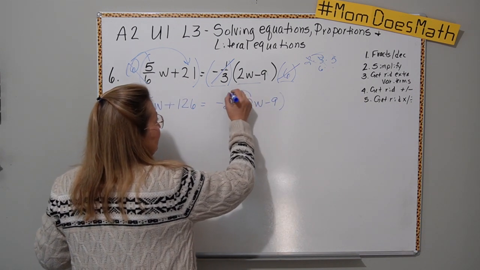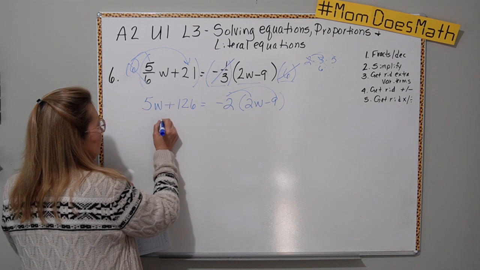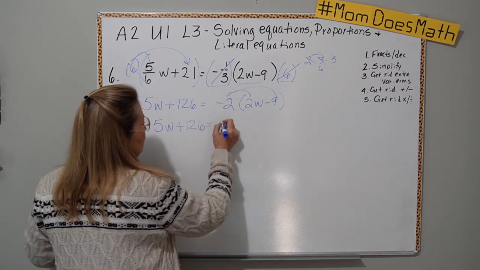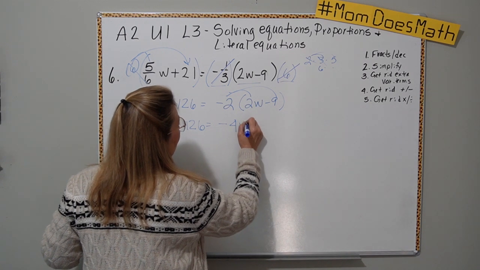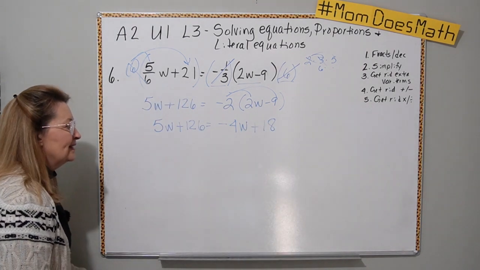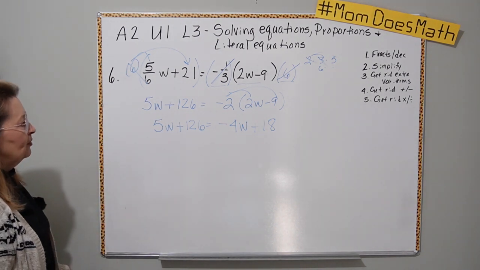For my next step, I'm going to distribute that into there. Now, nothing over here is going to change. So I have negative 4W plus 18. I know that was kind of messy, but it wasn't too bad.